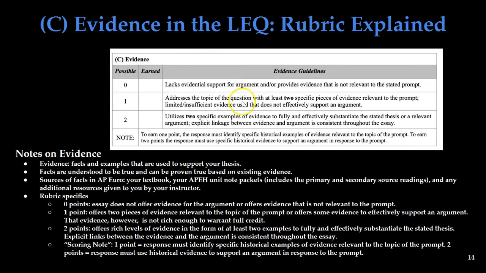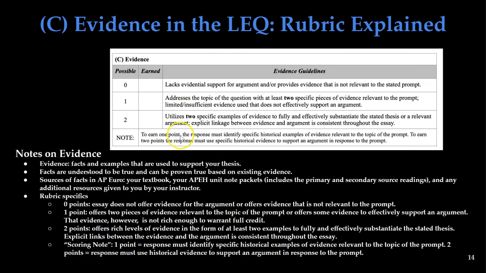So now they are saying you need to address the topic of the question with at least 2 specific pieces of evidence relevant to the prompt. That's the key part. It still needs to be appropriate for the prompt. So you have to name 2 different things that are going to support the ideas in the prompt. Most students can usually get 1 point here. You just gotta name something and then describe what happened, okay?